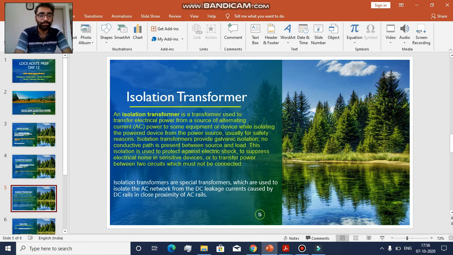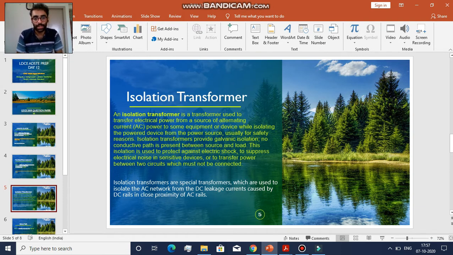Okay, so what exactly is an isolation transformer? An isolation transformer is a transformer used to transfer electrical power from a source of alternating current power to some equipment or device while isolating the power device from the power source. Usually for safety reasons.